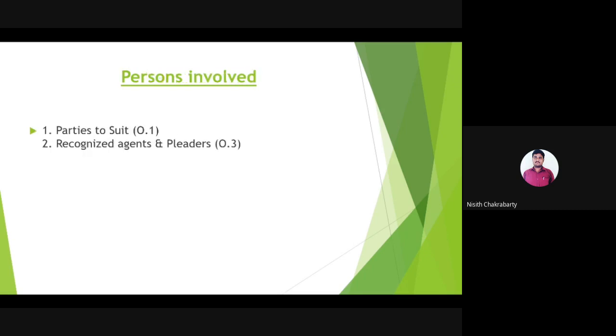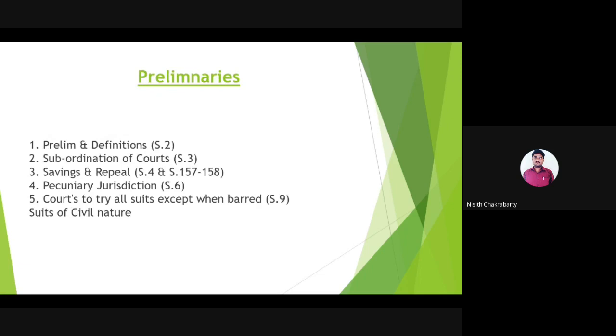Then we will go to the persons involved. I probably missed out this particular part as well. While discussing the persons involved, we'll discuss Order 1 and Order 3. So first we'll read preliminaries.